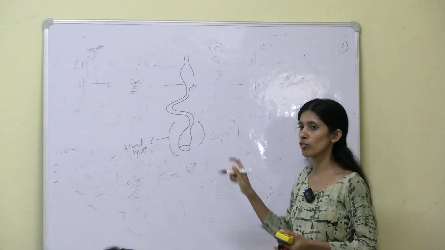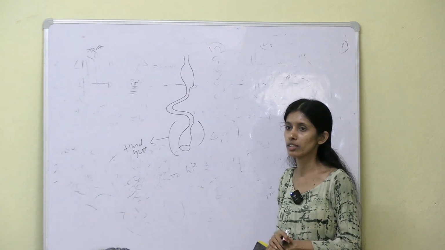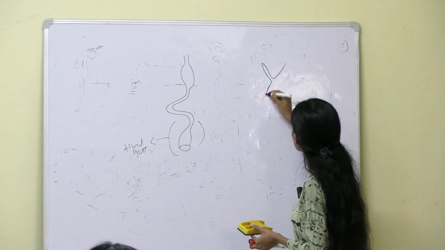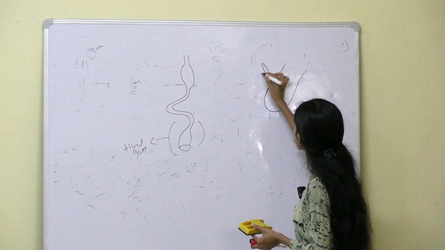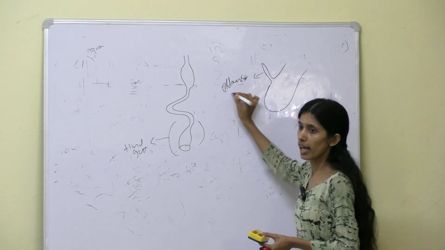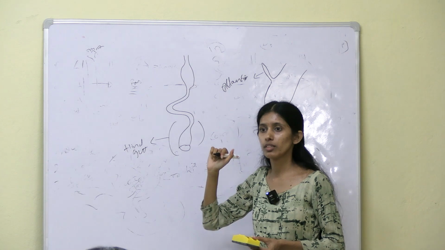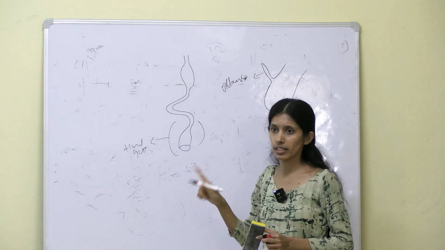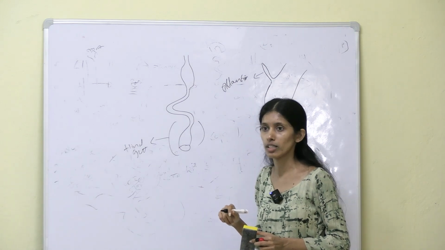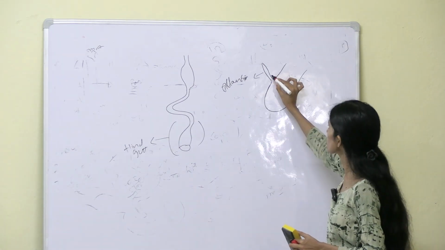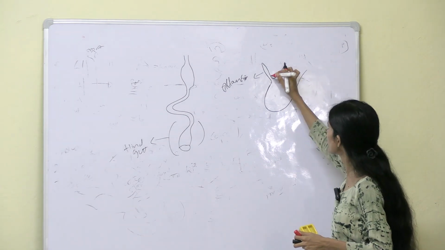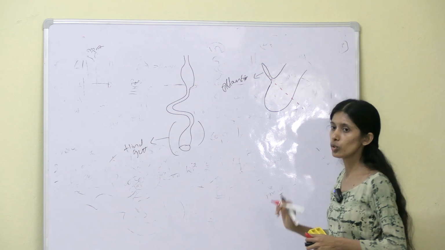Which remnant of the yolk sac will open into your hindgut? Allantois. Allantois will open into your hindgut, whereas the vitellointestinal duct will open into your midgut. We have discussed this during the rotation of the embryo. Okay. So, now the opening of your allantois will divide your hindgut into two parts.